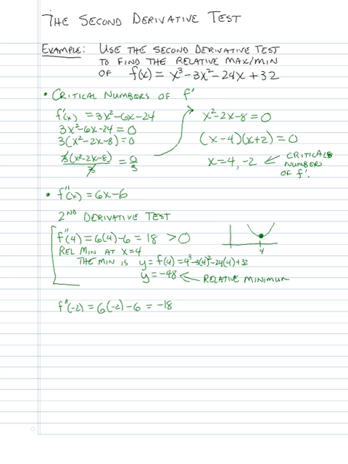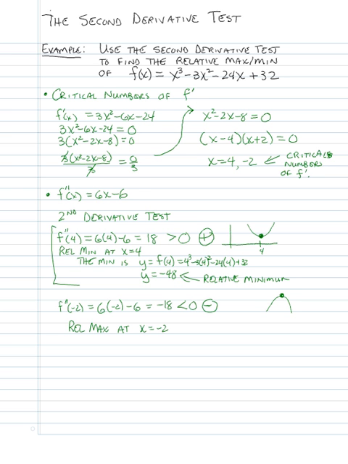Now, of course, we get a negative 18, that's less than 0. And so the second derivative is negative. Well, when the second derivative is negative, that was positive up here. When the second derivative is negative, then we have a maximum. And the reason we have a maximum is when the second derivative is negative, we are concave down. And if we're concave down, then we have to have a maximum. So that tells us that we have a relative maximum at the x value of negative 2. That tells us the x value.